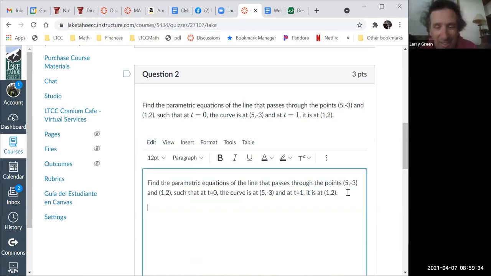Okay, so question 2 also will be really easy if you know what to do. Find the parametric equations of the line that passes through the points (5, -3) and (1, 2), such that at t equals 0, the curve is at (5, -3), and at t equals 1, it is at (1, 2).